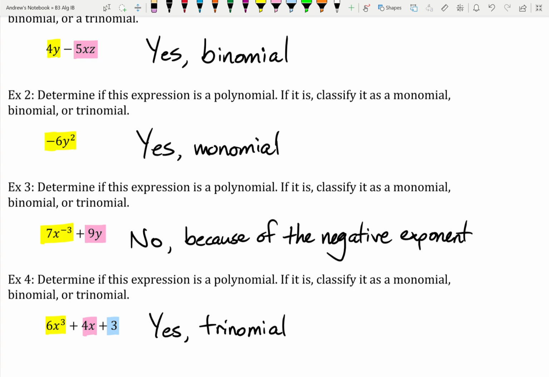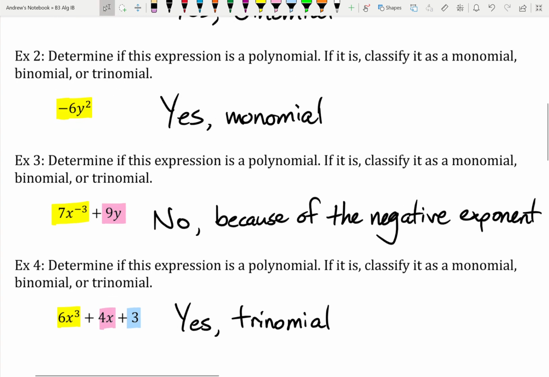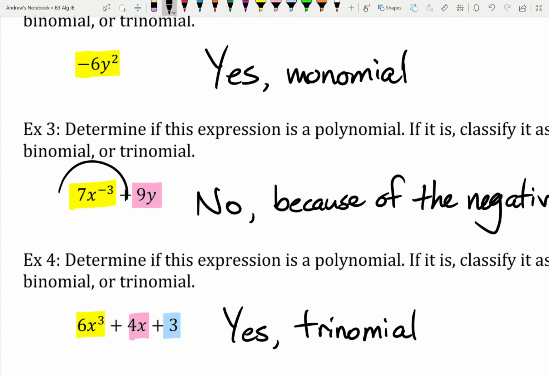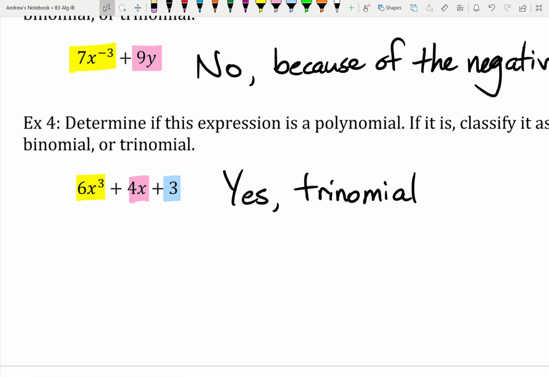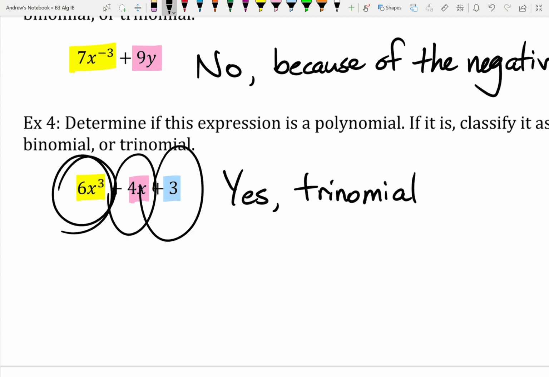So really, what I'm doing on these other ones, say I'm taking a look at number 3, this 7x to the negative third, actually, let's not use that one. That was not a great example. Say we talked about this 4th example here. If we had 6x to the third, that in itself is a monomial. 4x is a monomial, and 3 is a monomial.